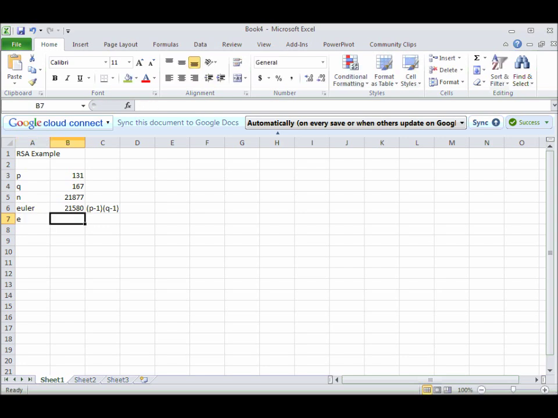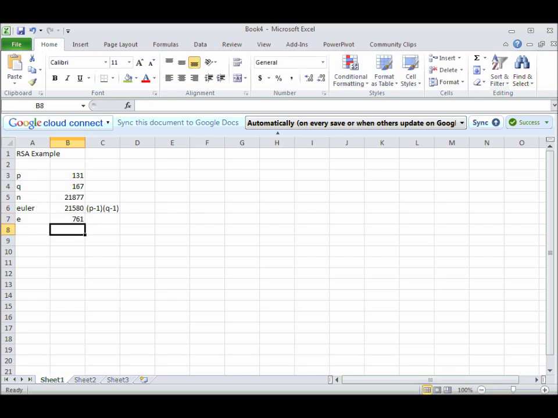Okay, now we need to pick a number e, which we will also share with the world, which is relatively prime to all of our numbers. Easiest thing to do is to actually pick a number that is prime, period. And so we're going to pick 761, which I also looked up in the table.